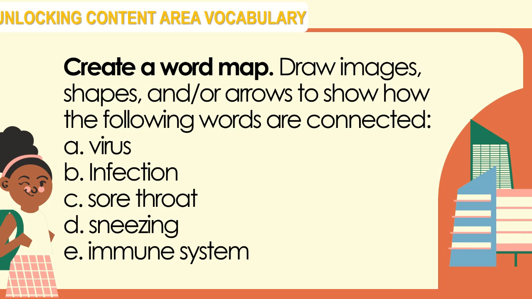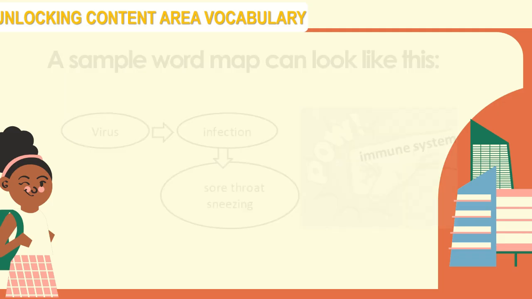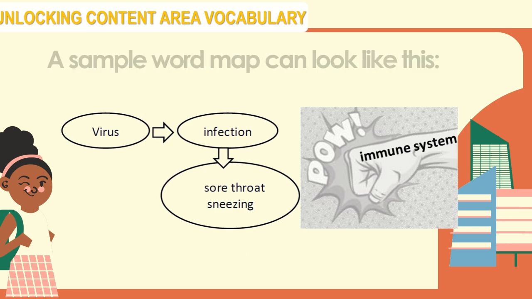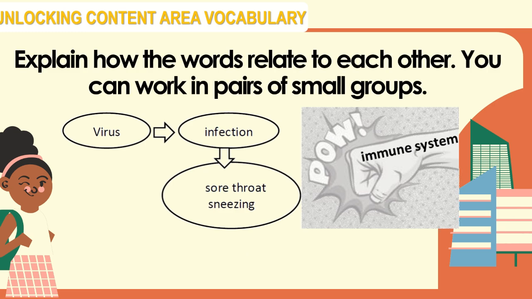For the unlocking content area vocabulary, create a word map. Draw images, shapes, and/or arrows to show how the following words are connected: virus, infection, sore throat, sneezing, and immune system. Here is a sample word map. Explain how the words relate to each other. You can work in pairs or small groups.